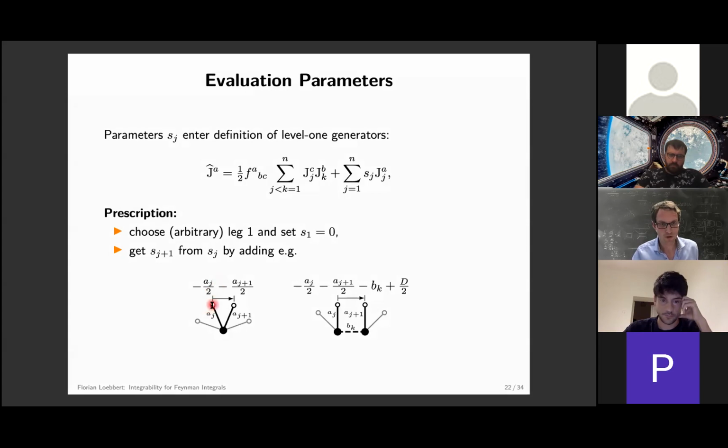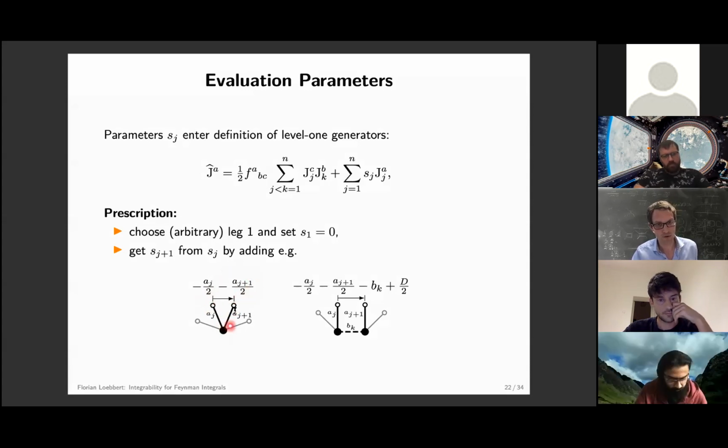So if you walk from this to this point, for example, you walk along this propagator, you pick up a minus a_j/2, where a_j is the propagator power, and along this one, you pick up a minus a_{j+1}/2. So you walk around the boundary and you pick up additional contributions, and that gives you the (j+1)-th evaluation parameter. Similar here, you pick up this a_j/2 from this propagator, you walk along an internal propagator, which gives you a contribution minus b_k plus d/2. b_k is again the propagator power, d is the space-time dimension, and then you walk along this one, which gives you another a_{j+1}/2.